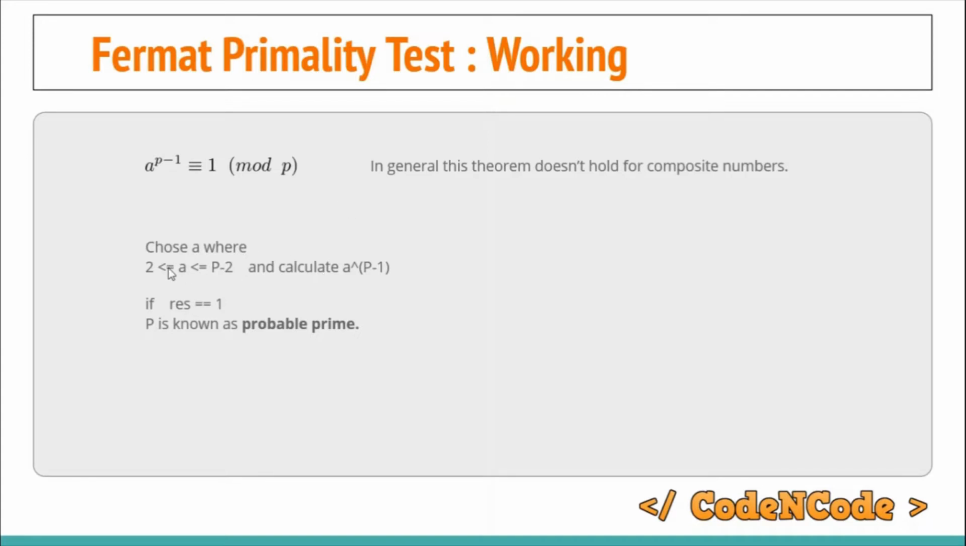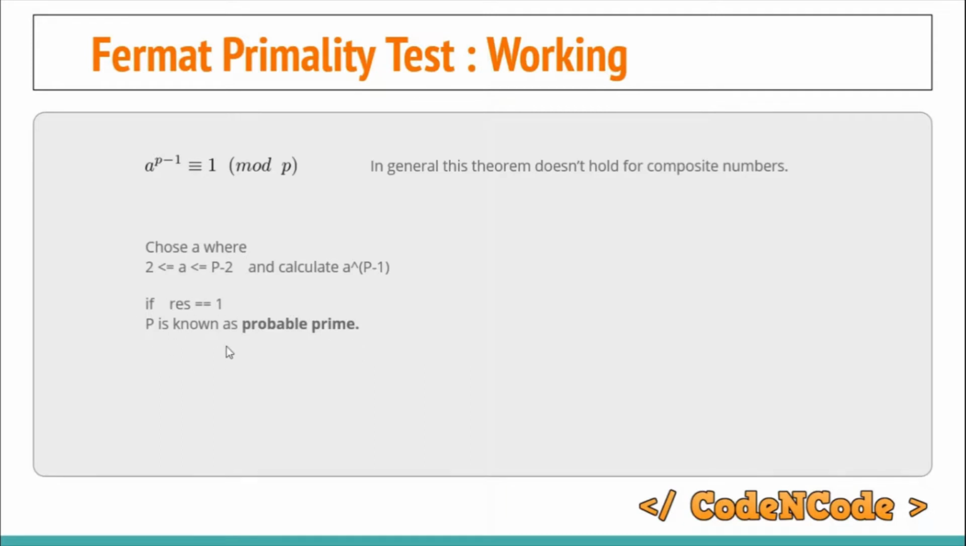Now, if the result is actually equal to 1, what are we going to do? The number p is known as a probable prime, because it is possible that p is prime, and it is also possible that p is not prime. So here we are not sure when the result is equal to 1, because there are some composite numbers for which a raised to the power p minus 1 is congruent to 1 for every base which is co-prime to p, and those are a special kind of number I'll tell you about in a moment. Here we are not 100% sure, and that is why p is known as a probable prime.